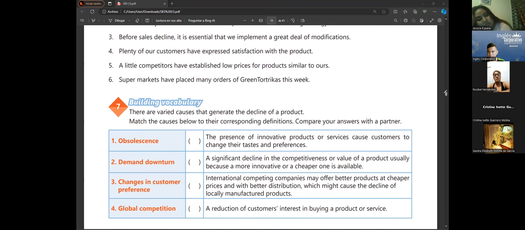Okay, well, now we're going to solve exercise 7, building vocabulary, and we're going to solve this one.